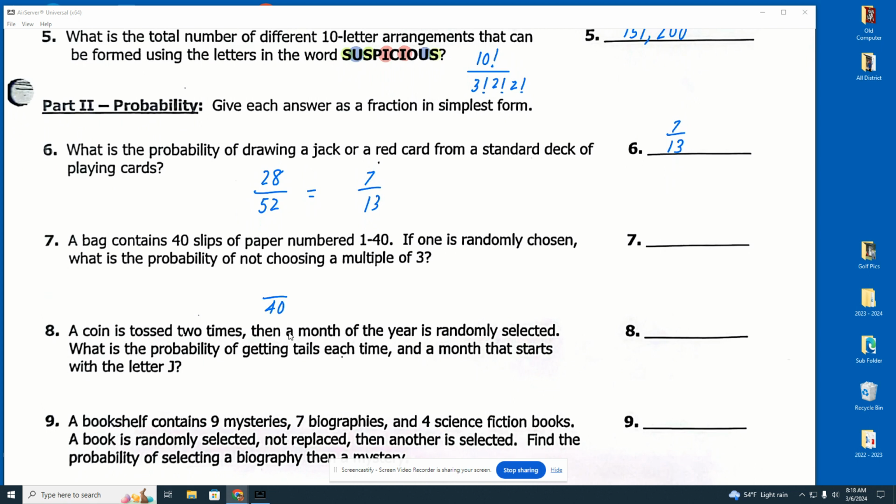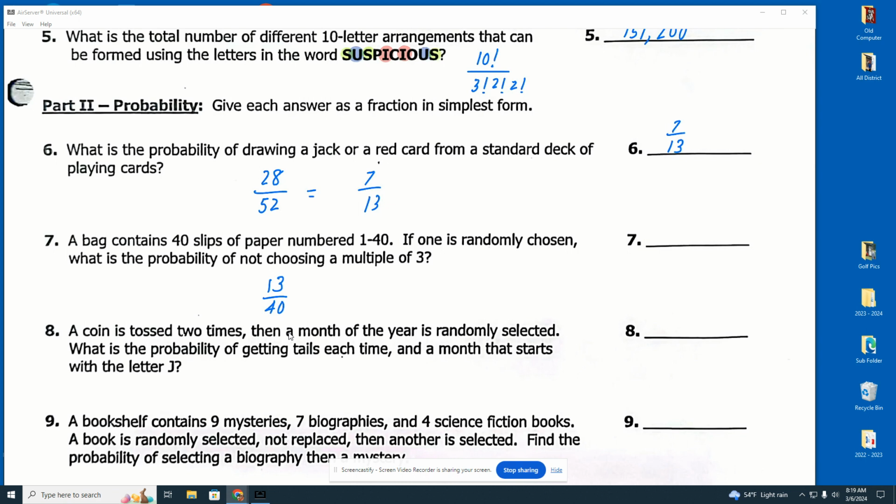multiples of 3. Okay? It just means if you multiply 3 by something, it gives me these values. So 3 times 1 is my first multiple of 3, right? Because 3 times 0 is 0, and that's not in these slips. So we got 3, 6, 9, 12, 15, 18, 21, 24, 27, 30. That's 10, right? 33, 36, 39. That's 13 out of 40. That's how many we have that are multiples of 3, correct? Is that what this question asks?